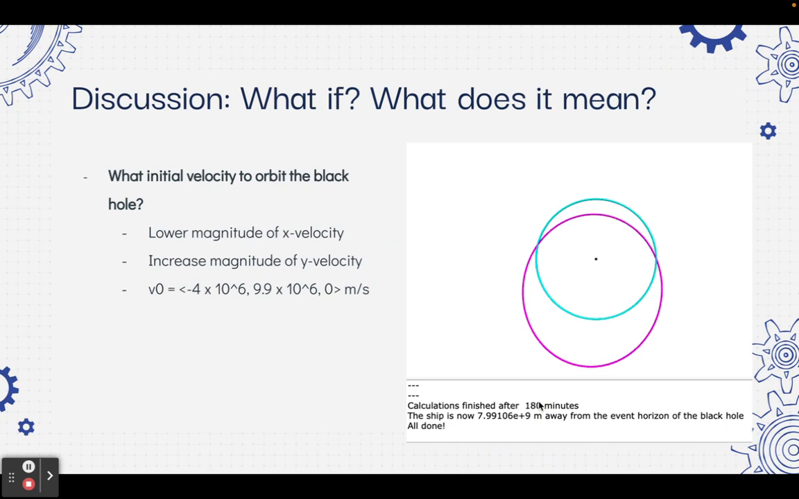So if we wanted our ship to orbit the black hole instead of escape it, we could adjust the initial velocity by lowering the magnitude of the x velocity and increasing the magnitude of the y velocity. What this would do is create a more diagonal path initially, which would be more tangent to a circular motion around the black hole. Using this idea, I made the initial velocity -4 times 10 to the 6th and 9.9 times 10 to the 6th. And that is my report.